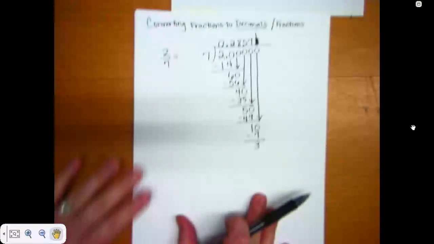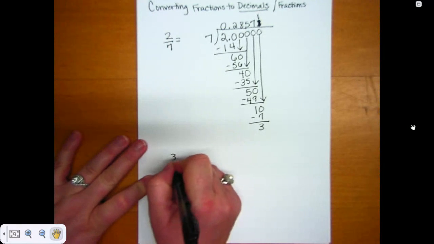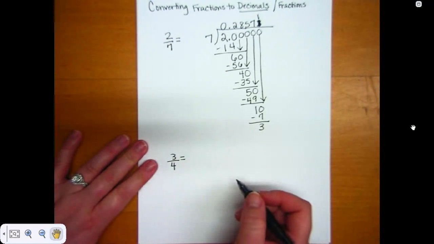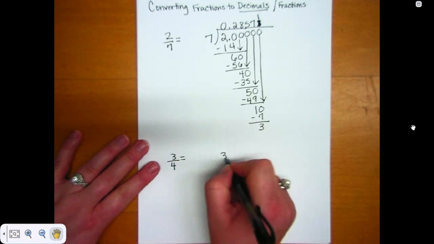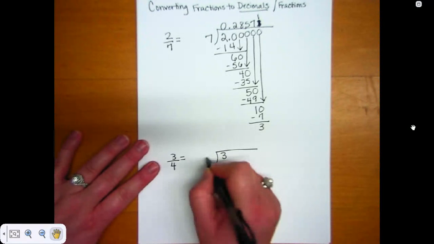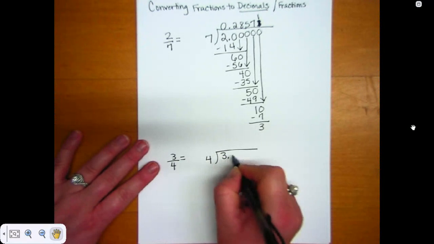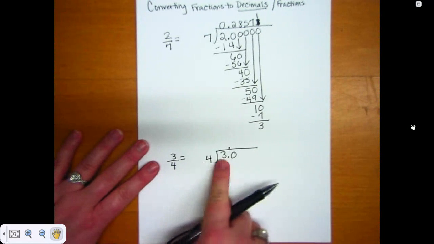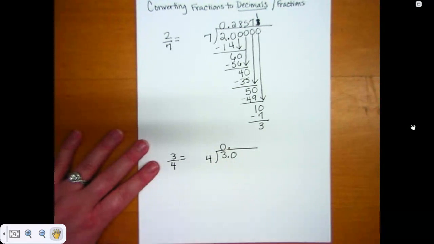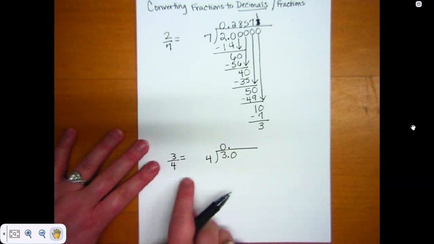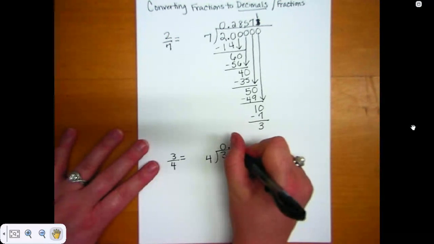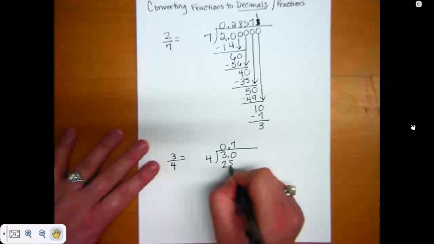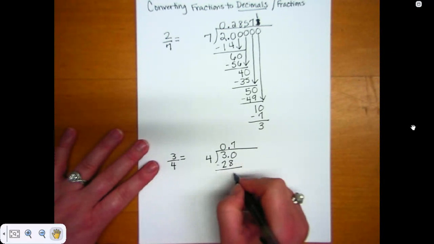Okay, well, what if we had the fraction 3/4? We're going to write that just like we would say it: 3 divided by 4. I'm going to add my decimal and my 0. Go ahead and bring your decimal to the top. 4 will not go into 3, so I'm just going to go ahead and put a 0 there. 4 will go into 30 7 times. 7 times 4 is 28. 30 minus 28 is 2.